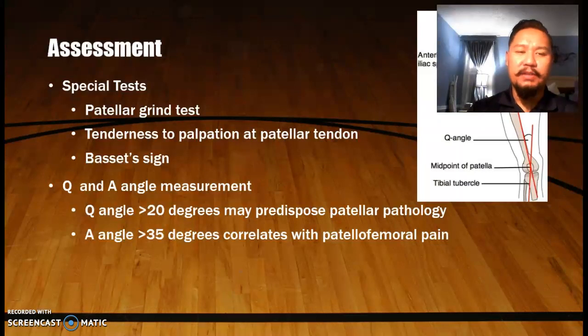There's no real special tests for patellar tendonitis. There's a few, just basically palpation; tenderness at the tendon with activity, or even without activity, is a sign. Q angle over 20 degrees, A angle over 35 degrees, correlates with PFPS.